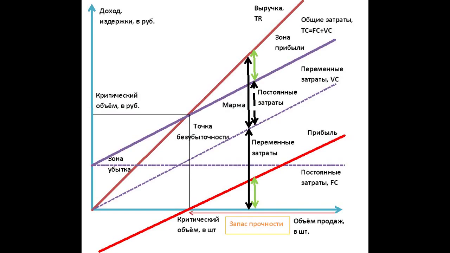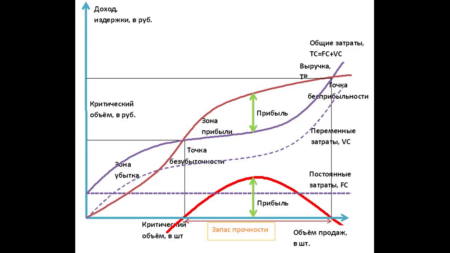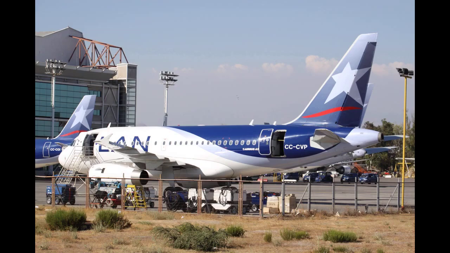The origins of cost volume profit analysis date back to the early 20th century, when economists began to study the relationship between costs, volume, and profit. Over time, this concept has evolved to become a key component of business strategy and decision-making. Today, it's used by companies of all sizes to inform their pricing strategies, manage their costs, and optimize their operations.